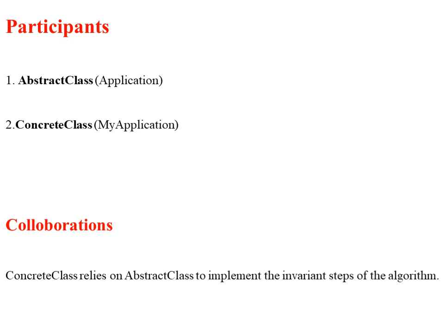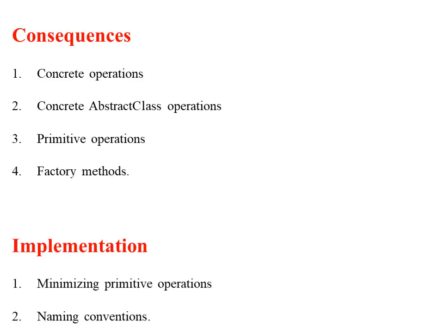So next, coming to the next template: Consequences. Consequences means results, in what way the pattern applies, what results we are expecting, or how we will be affected. The first one is concrete operations. Concrete operations will be implemented in an effective way, either in the concrete class or in the client classes.